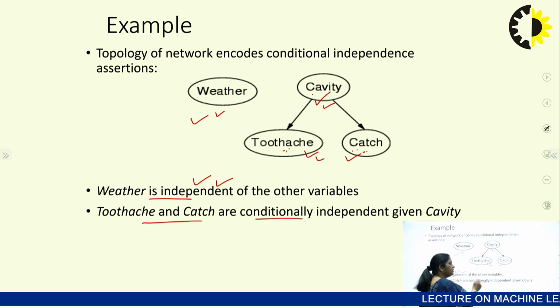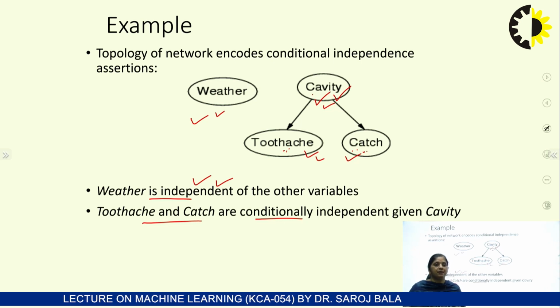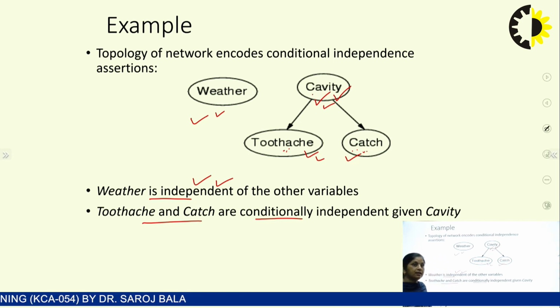Toothache and catch are conditionally independent when cavity is given. If cavity is not given, we cannot say both are independent. So these are conditionally independent. We are not saying they are independent. These are conditionally independent. What is the condition? The condition is that cavity is already there. If cavity is given, then these are independent of each other.